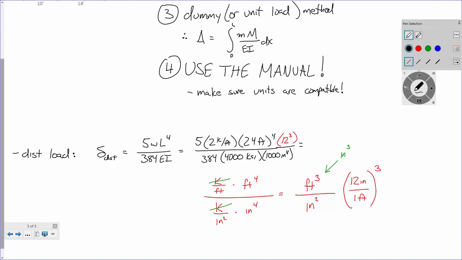So I'm not multiplying it by 12 cubed willy-nilly. I'm doing that so that I get my answer in an appropriate unit system, in other words, inches. So you all have the button crunching going on. You tell me what we got. 3.7, 3.73 inches.